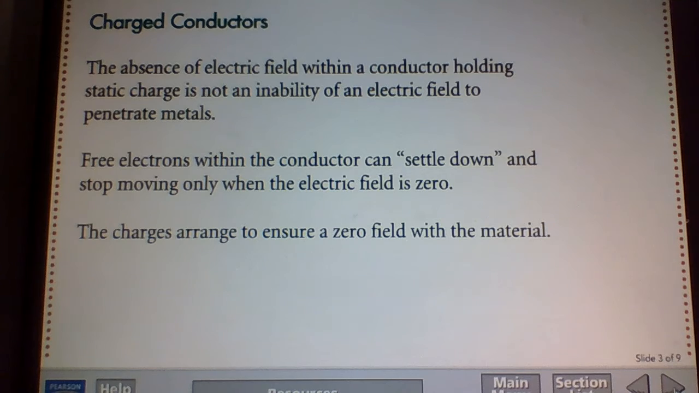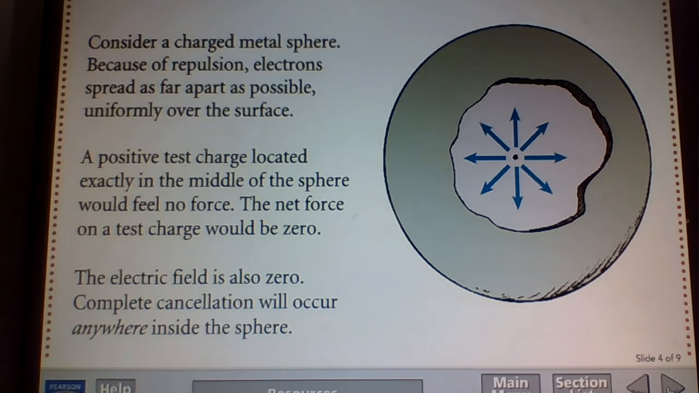Ground charged conductors, in the absence of an electric field: what we see is that inside of that conductor, we hold static charge, and it's not an inability of the electric field to penetrate the metals. And so free electrons within the conductor basically settle down, and they stop moving when we have these conditions where the electric field is zero. So the charge is arranged to ensure a zero field within the material.